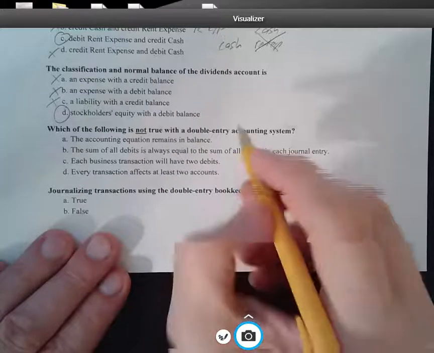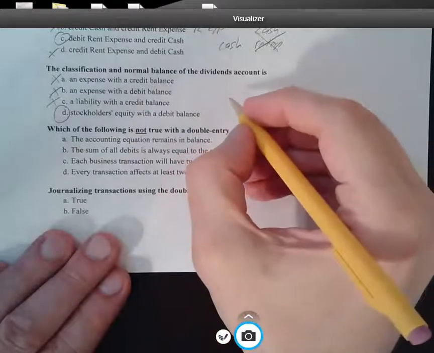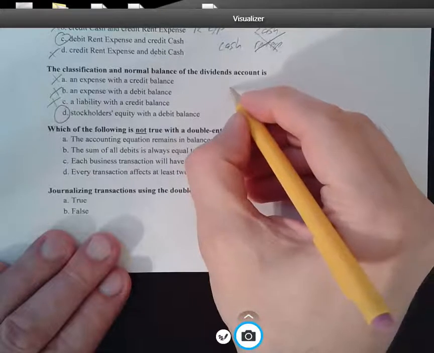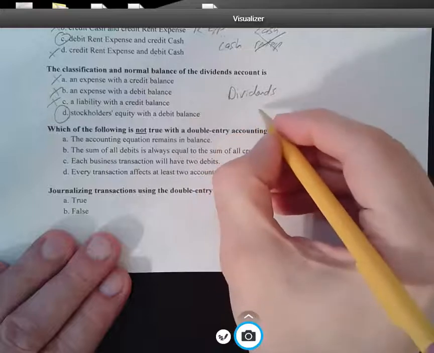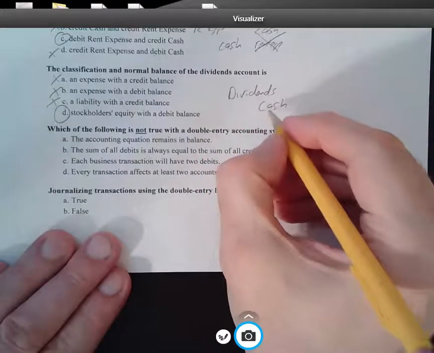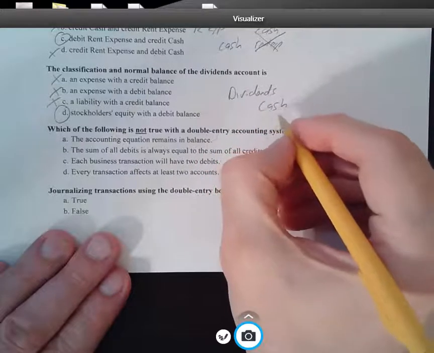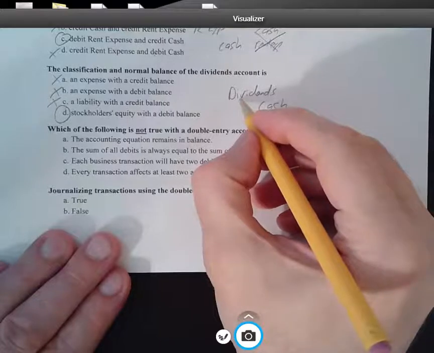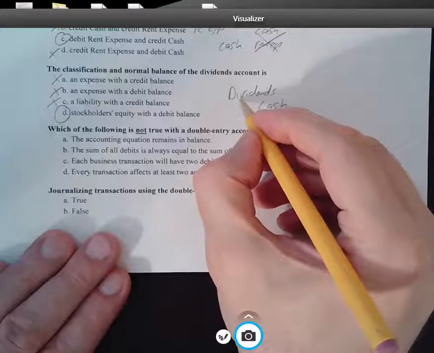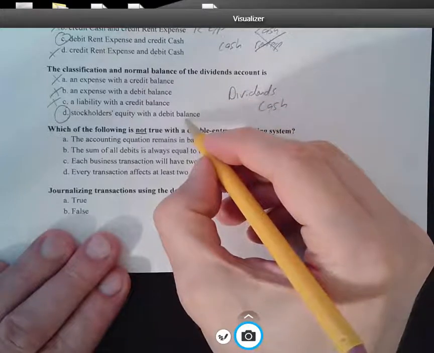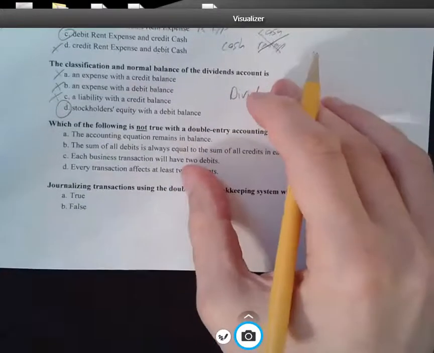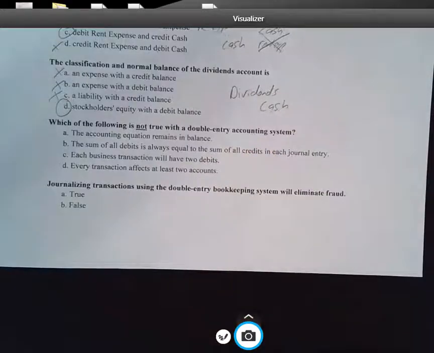Okay, and if we think about this, if we're going to pay dividends, dividends are going up, and what's going down? Cash. So cash must be our credit here, and it's over here to the right. So therefore dividends by default must be to the left, so dividends would be said to have a debit balance. Next question. This video is starting to get a little long. Which of the following is not true with a double entry accounting system?